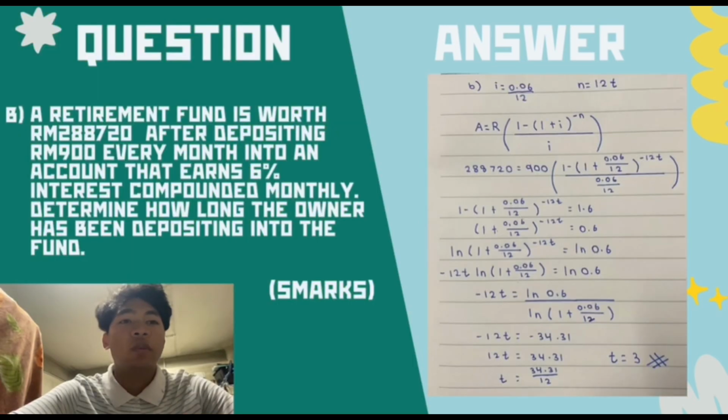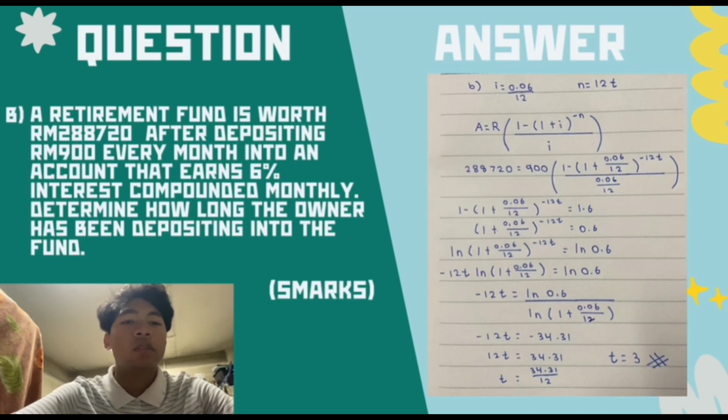For this question, we start by finding the period interest rate using I equals 0.06 divided by 12. The number of periods is N equals 12 times T. We use the annuity formula A equals R times open bracket 1 minus open bracket 1 plus I close bracket to the power of negative N close bracket divided by I. Substituting values gives 288,720 equals 900 times open bracket 1 minus open bracket 1 plus 0.06 divided by 12 close bracket to the power of negative 12t close bracket.